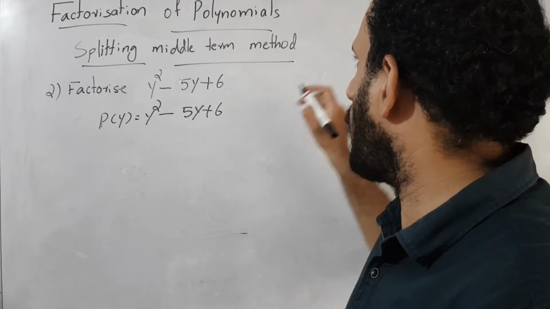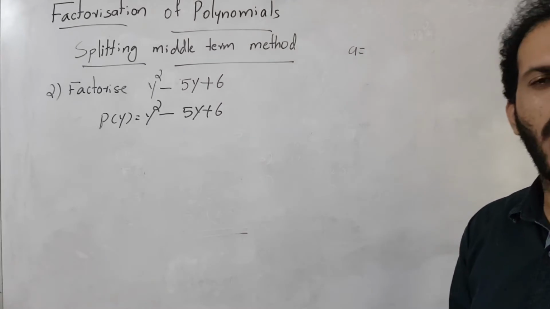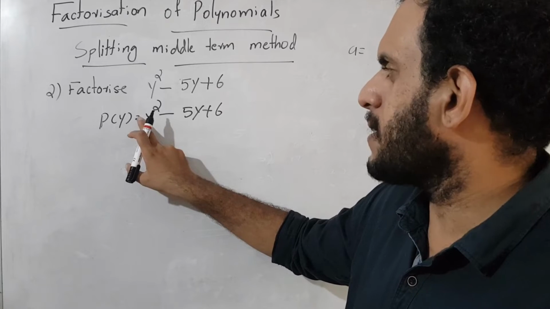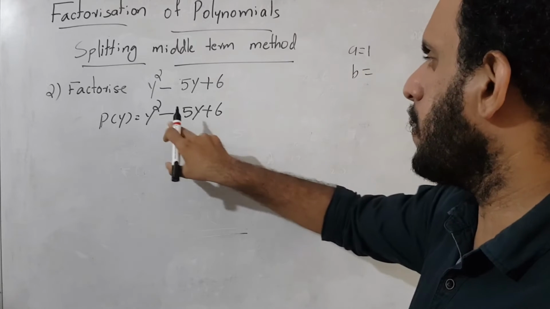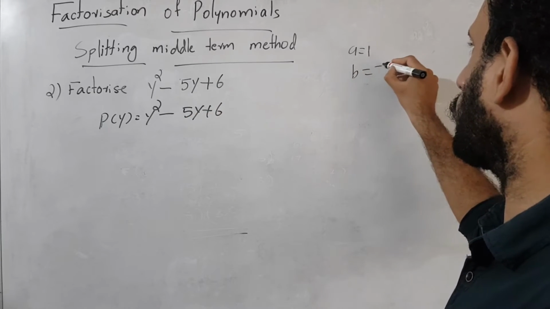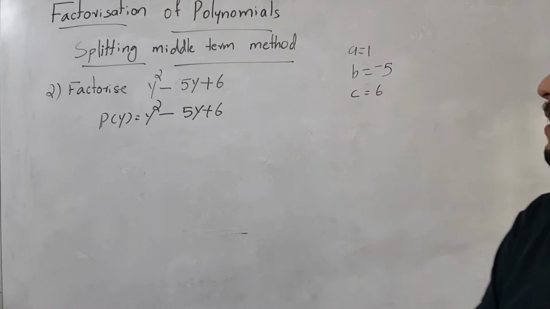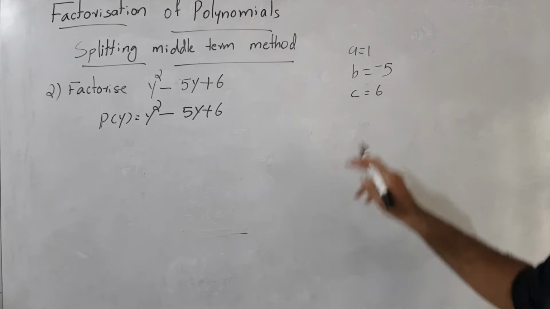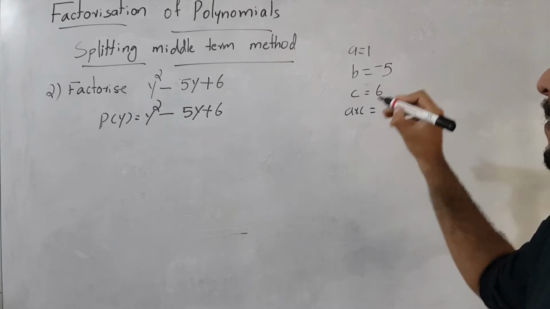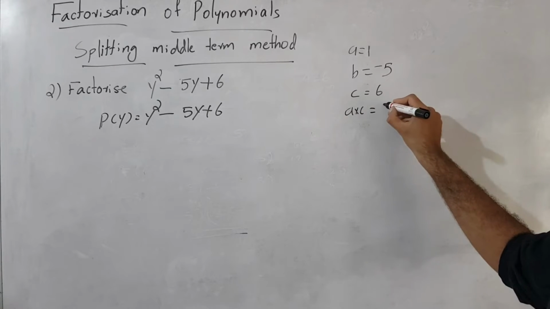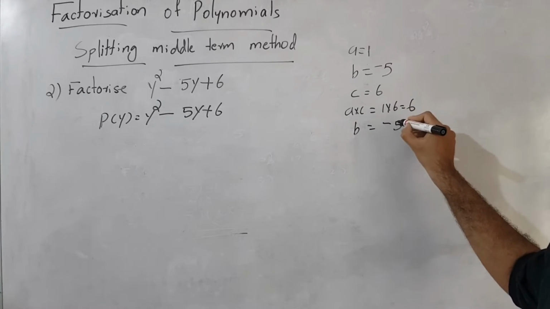Okay, then we get the values of a. a is the coefficient of y square. What is the coefficient of y square? That one is 1. B, what is b? b is minus 5. What is c? c is equal to 6. Correct? a is 1, b is minus 5, c is 6. Then next we find the value of ac. ac means a into c. What is ac? 1 into 6 is equal to 6. b is equal to minus 5.